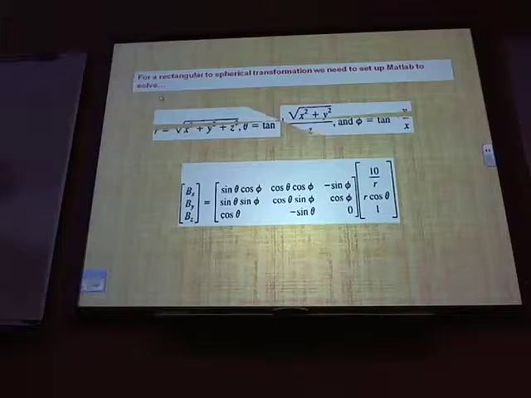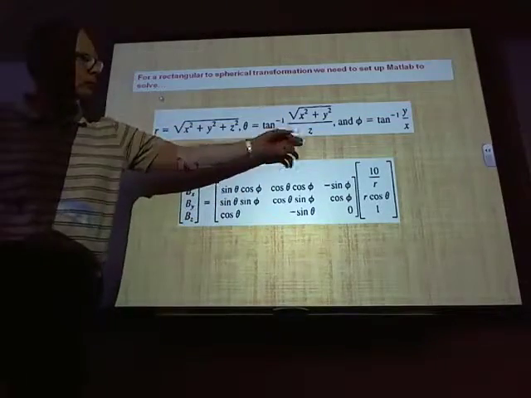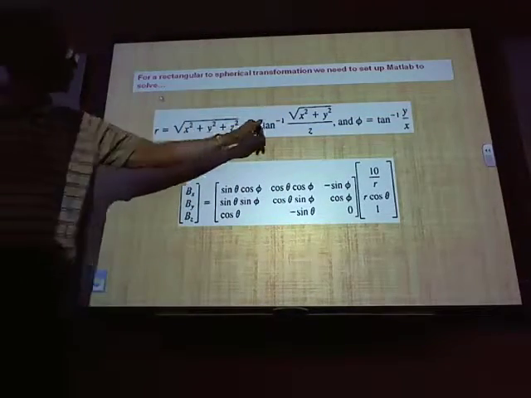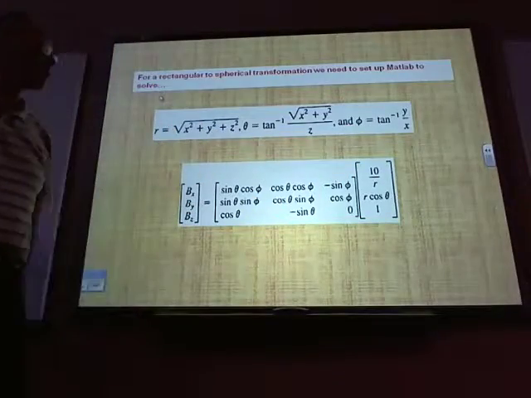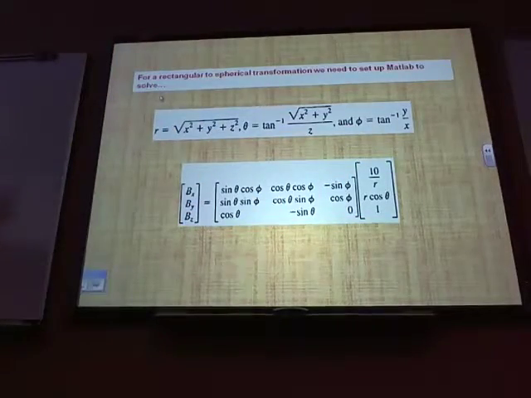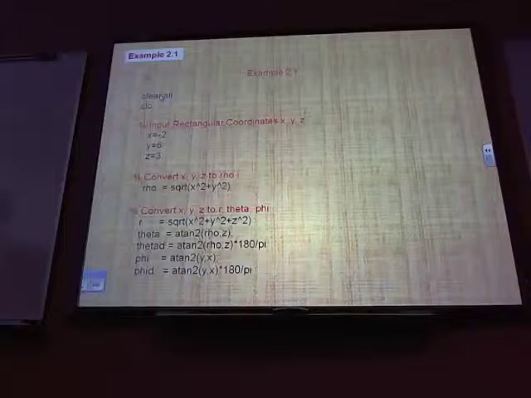And here's the spherical transformation. Here's the old ugly one, and here's the way you convert it. You just convert your R's and your thetas and your phis, and there it is where you're going to plug those in there. And again, same thing.